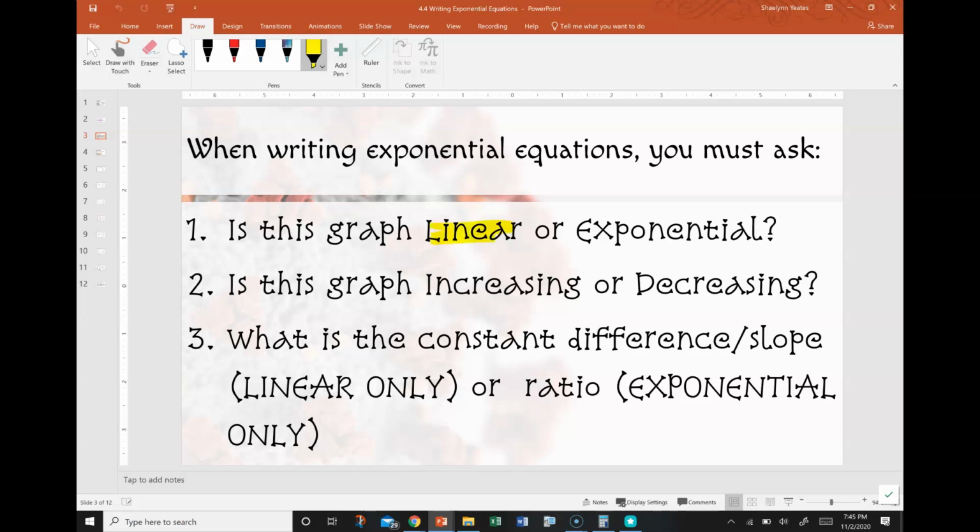Is it linear or exponential? That's important because if it's linear, that's a very different equation than exponential. Is it increasing or decreasing? In other words, from left to right, is it going up or down? That matters. And what is the constant difference, which is linear only, or the ratio, the thing that you're multiplying by every single time?